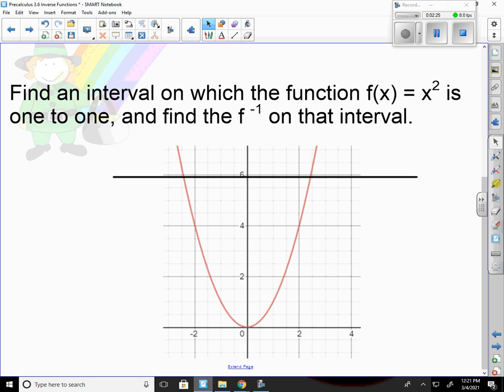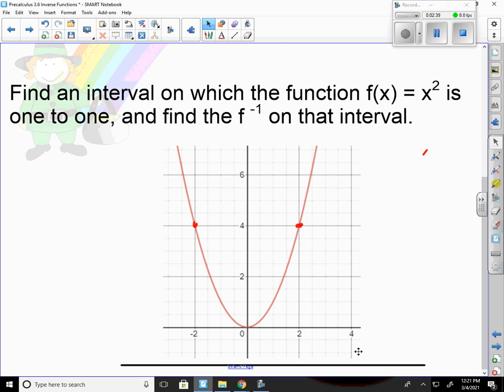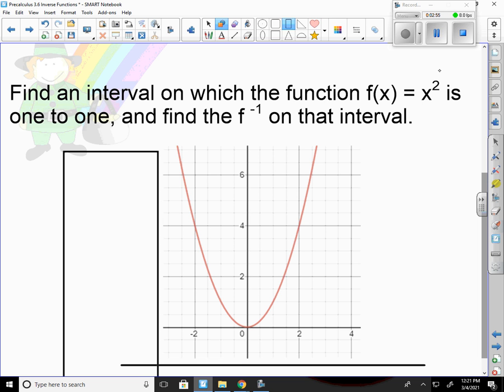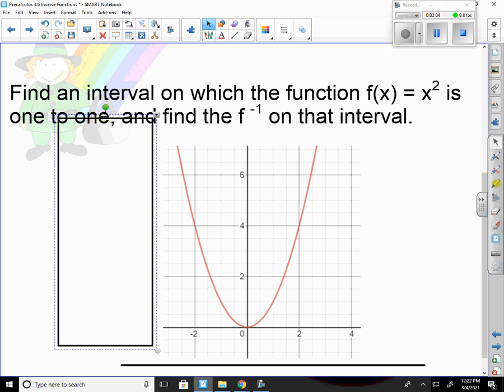It is not 1 to 1 because the horizontal line touches 2 points anywhere I put it. And all it has to have is that happen one time, and it's not 1 to 1. So what we can actually do is restrict the domain of the original function to make it 1 to 1. What does that mean? That means that I can put some kind of restrictions on my x's to make it so that it would be 1 to 1.